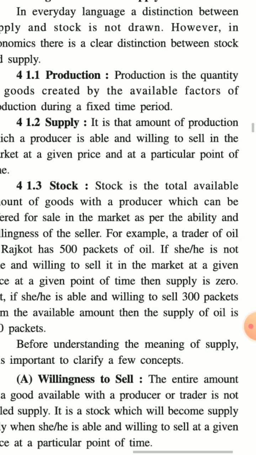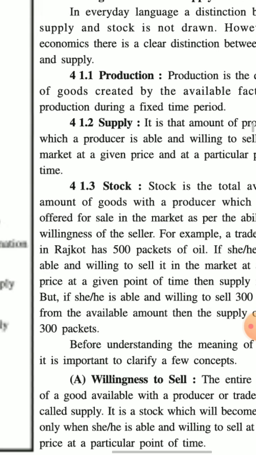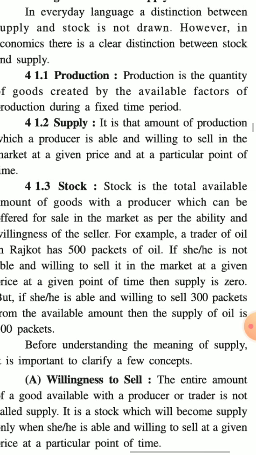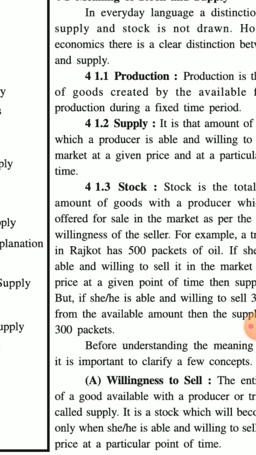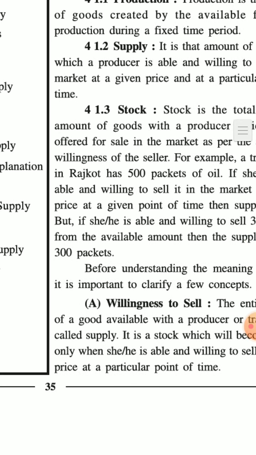But if he is able and willing to sell 300 packets out of 500 at that price in the market, that means supply is going to be 300, and the remaining 200 will still be stock. Understand? He will not release everything at that price, because he knows the price is not suitable and the price may change later. So he will always keep that stock.